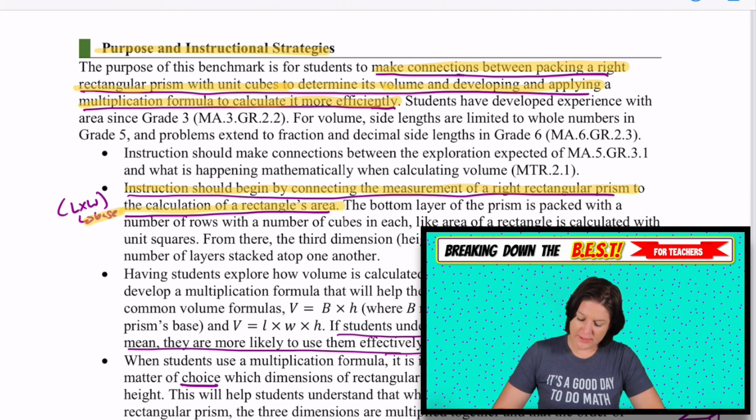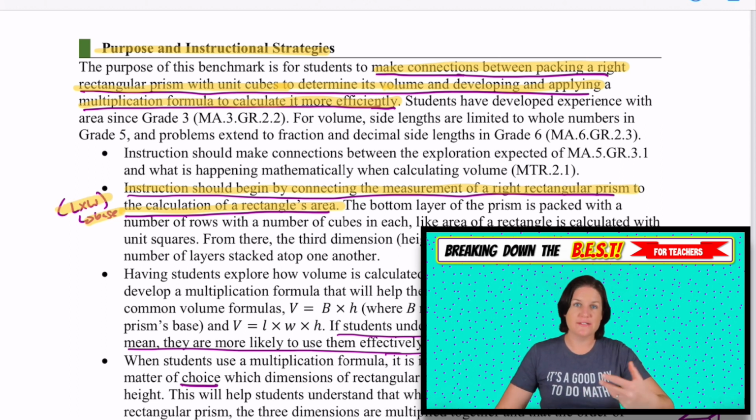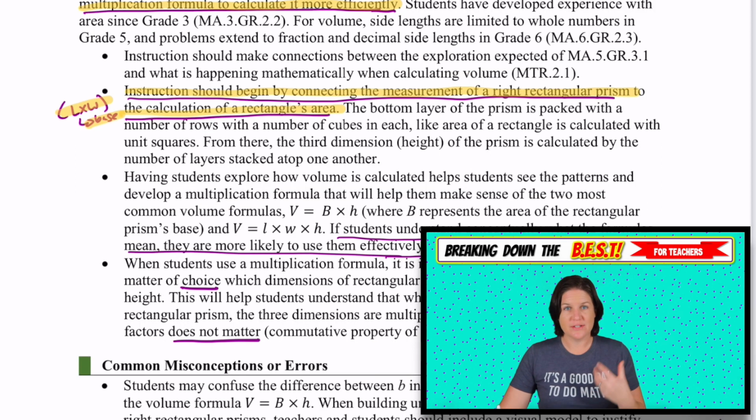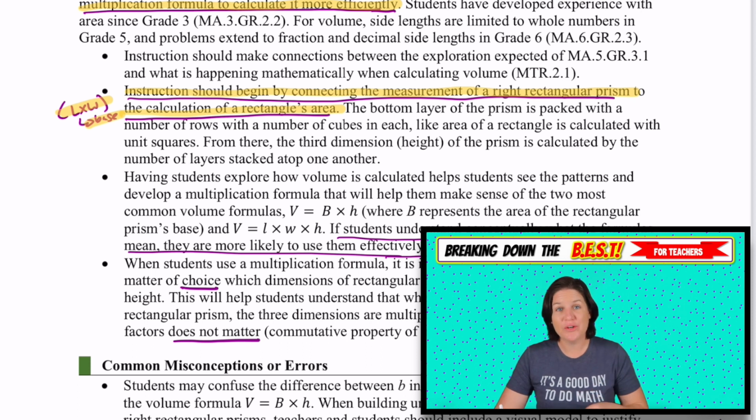The area is the base, and the base is the length times the width. So if we're finding the area first, the base of the right rectangular prism, and then multiplying it by the height, or how many layers, we are finding the volume.